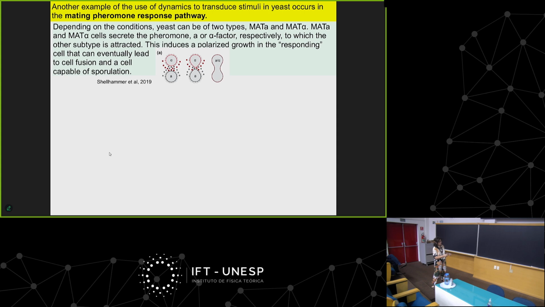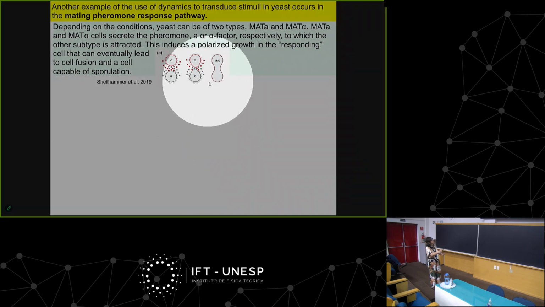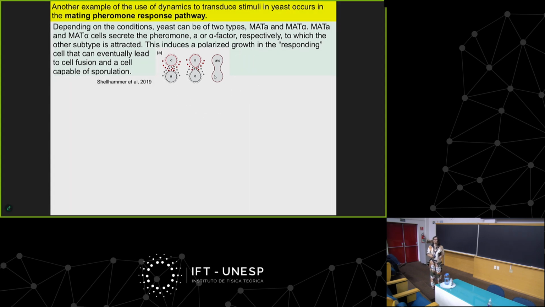So this is shown here in this scheme that I took from that paper. There are the two types of cells. They secrete the pheromones. This polarized growth starts, and then they eventually fuse and mix up their genetic information. Then they sporulate, and they propagate the species. So it's a way to survive in not very nice conditions. It's common of these types of organisms, and it's used to understand the transition to sexual reproduction.